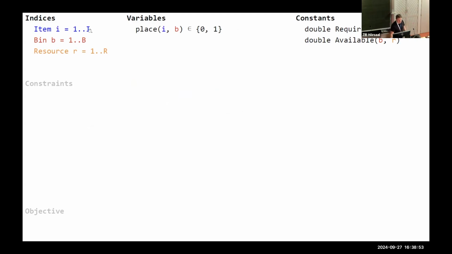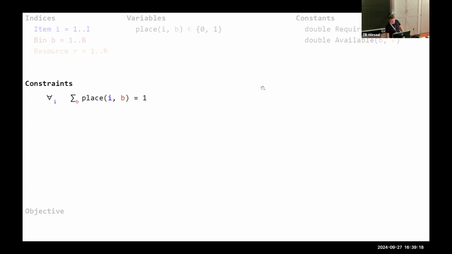First, what kind of things do you have? You have items, you have bins, and you have multiple resources like CPU, RAM, etc. You have a decision variable saying whether to place item I in bin B. This is just a Boolean decision. And then you have some input data, which is how many resources are required by each item and how many resources are available, so what is the capacity of every bin. And then you just put it into constraints.